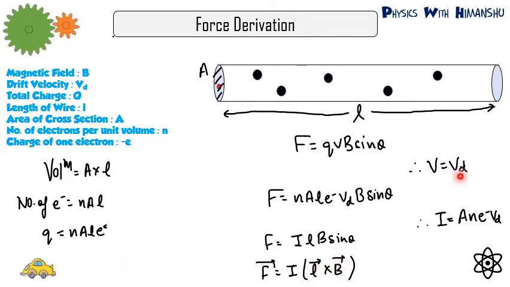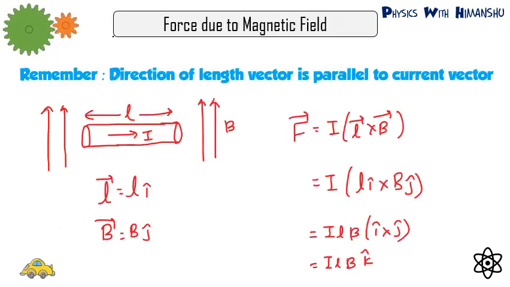Okay, now how to use this formula? First we'll learn that. You need to remember one very important thing, that the direction of the length vector is parallel to the current vector. How? Suppose we have a wire in which the current is I, the length is L and the magnetic field is B. We know that the length vector is parallel to the current vector. So the current is in the positive x direction. So L will be L i cap, the magnetic field will be B j cap because the magnetic field is in positive y, and the force will be I L cross B.